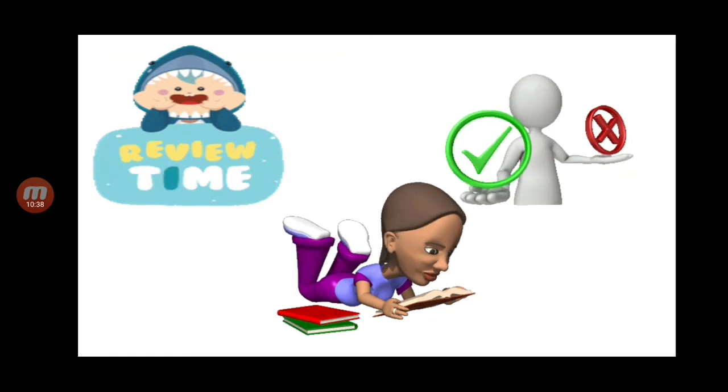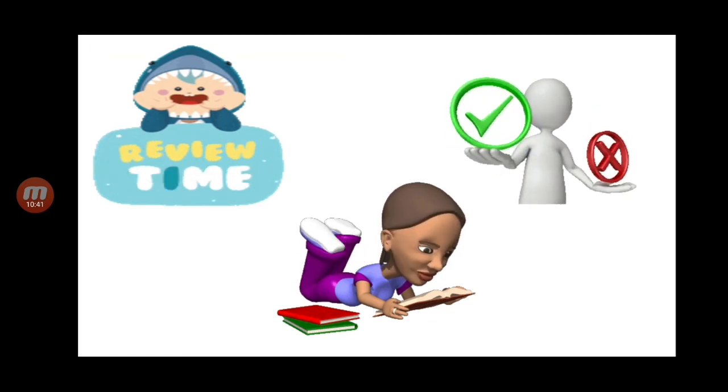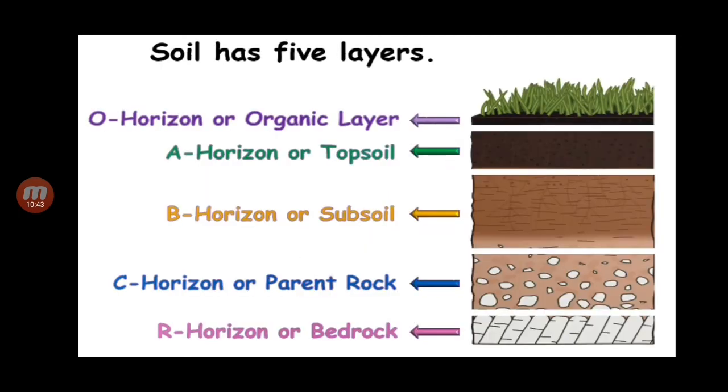Okay, so let's have a review of this topic. We discussed that the soil has 5 layers. The O horizon, or the organic layer, the A horizon, or the topsoil. The next is the B horizon, or the subsoil, and the C horizon, or the parent rock, or what we call the bits of rock. And the last layer is the R horizon, or the bedrock.